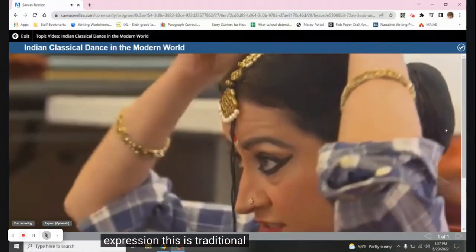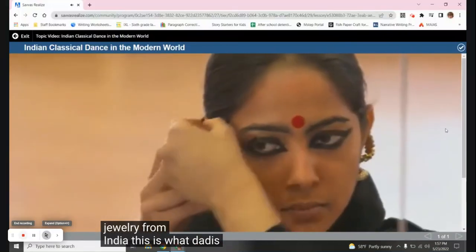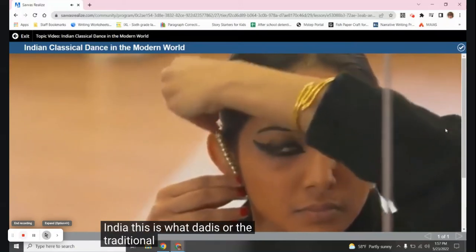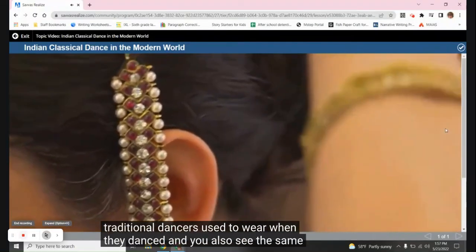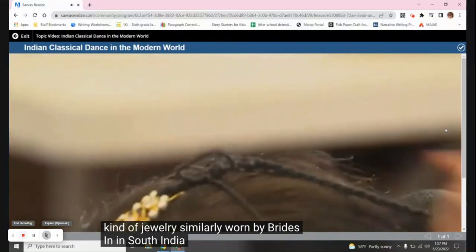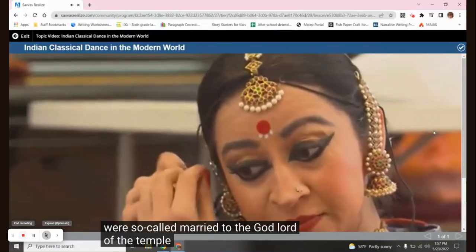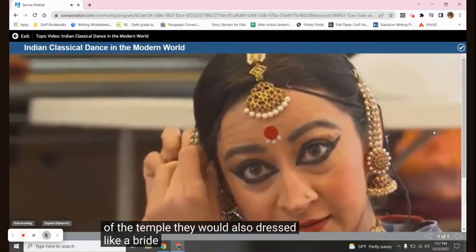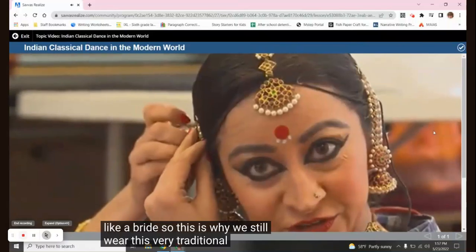This is traditional temple jewelry from South India. This is what Devadasis, or the traditional dancers, used to wear when they danced. You also see the same kind of jewelry worn by brides in South India. Because the Devadasis were so-called married to the god, the lord of the temple, they would also dress like a bride. This is why we still wear this very traditional jewelry.